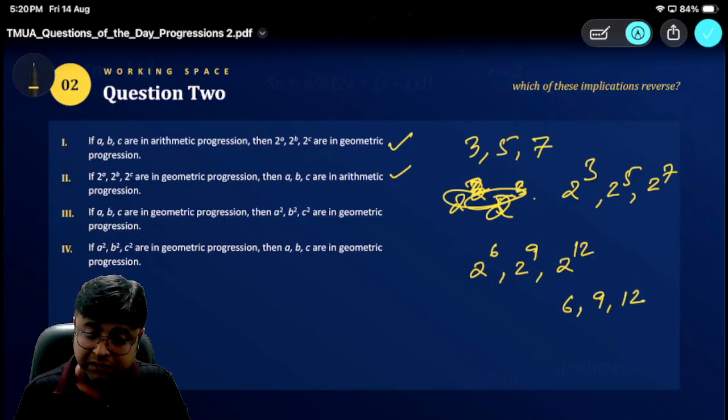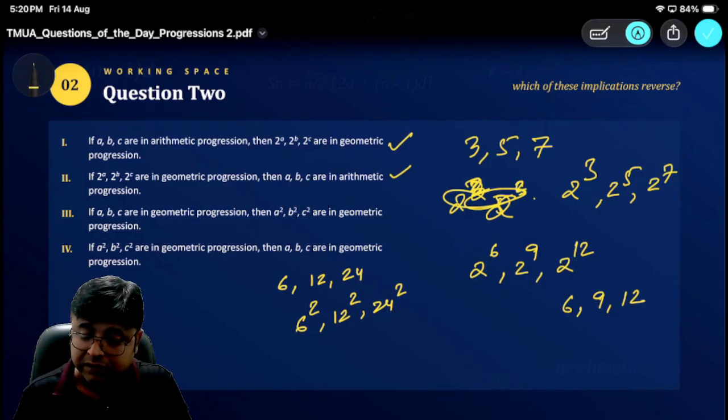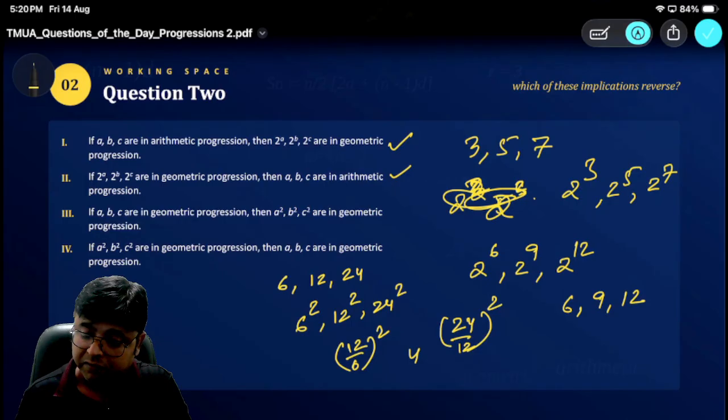If A, B, C are in geometric progression, will A square, B square, C square be in GP? Let's take any three numbers, like 6, 12 and 24. So 6 square, 12 square and 24 square. That is what I need to check. Yes, 12 square by 6 square is 2 square, which is 4, and 24 square by 12 square is also 2 square, which is 4. So this is also in GP.